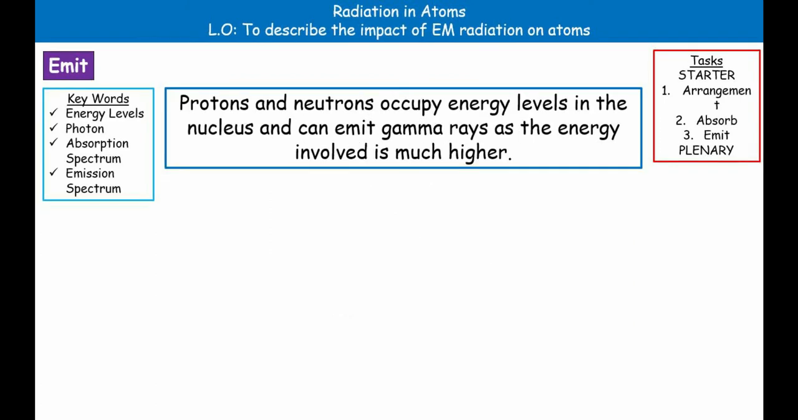The last thing we really need to consider are our protons and neutrons. I know that where we've drawn those diagrams of the atom, we just draw them like a blob in the centre. But actually, protons and neutrons will occupy energy levels within the nucleus itself, and therefore they can also see these changes. When the protons and the neutrons are undergoing these changes, they can emit gamma rays because we're talking about much higher levels of energy being involved. So make sure that sentence is in your book. I'll just give you another 15 seconds if you've not got it already.